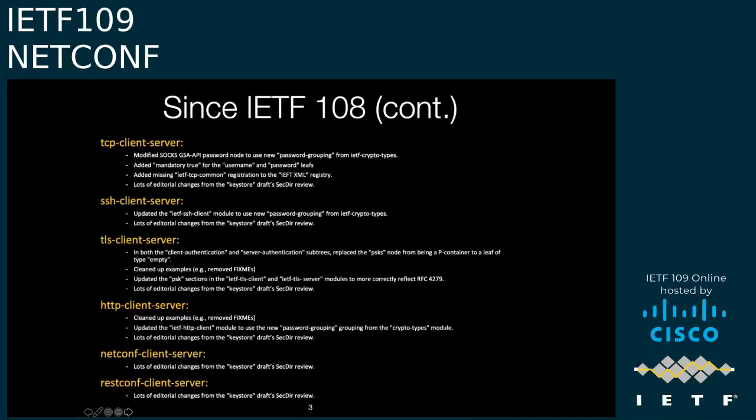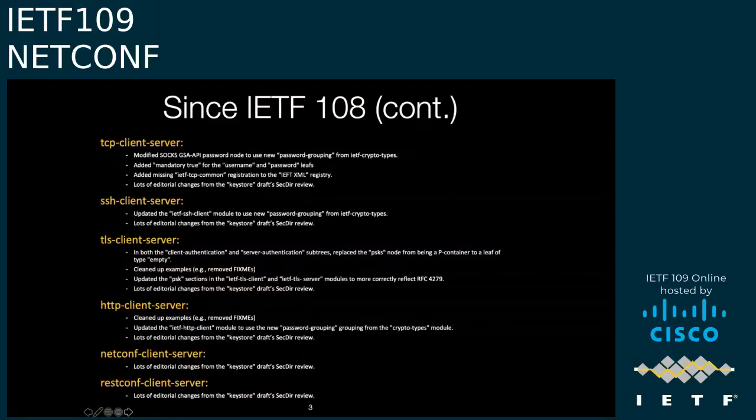Okay, in the HTTP client server draft, there were also some fixed needs that got removed. In the HTTP client, when you're using basic authentication, there's a password. It was previously just clear text. Now it's using the password grouping, so it can be encrypted.